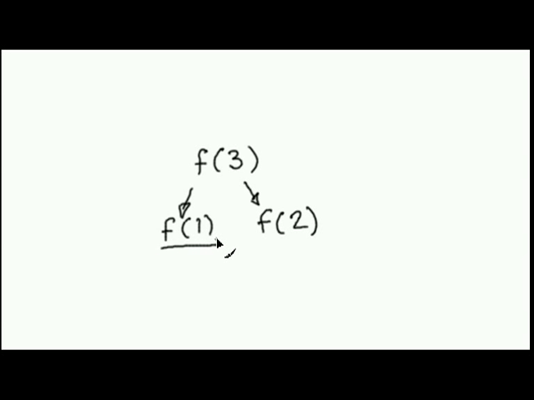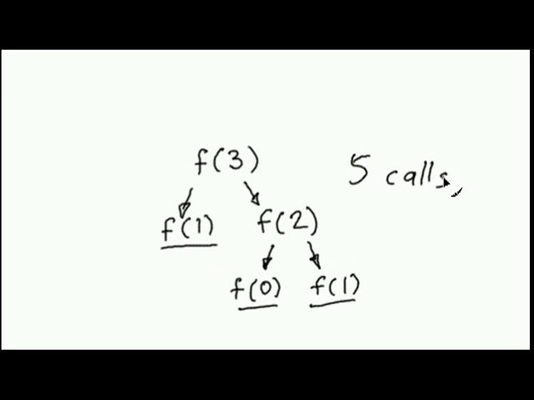When it calls f of 1, it just returns the value 1 because n is less than 2, if you remember the function definition. For f of 2, it recursively calls f of 0 and f of 1. Those are base cases, so it stops for each of those. And in total, we make 5 calls to f to compute for n equals 3.